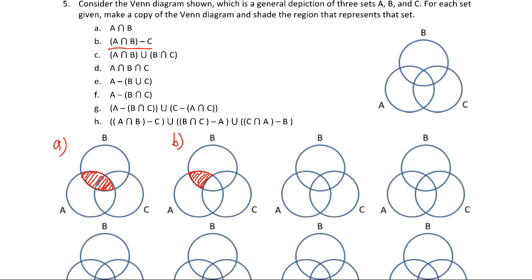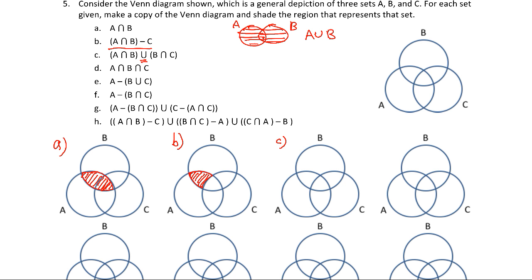For part C, I'm going to do A intersect B union B intersect C. Okay, this is a union. The overall structure of this is a union. When I take the union of two sets, like A union B, I can just shade in one of them, and then I can shade in the other. I can just shade them in one after the other, and then everything that's shaded is in the union. And I'm going to do that here.